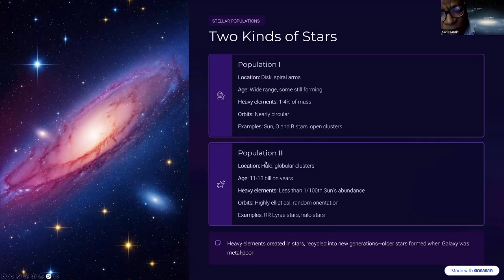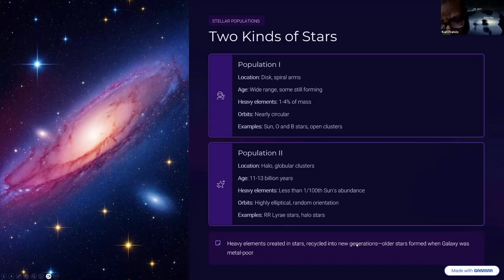Population II stars, those are the ones in the halo, the globular clusters. And their age is much older, 11 to 13 billion years, right? They have less heavy elements, about 1/100, because when they were formed, there was a much lower percentage of stars that had lived their life cycle, so there was a much lower percentage of the elements that those stars would create in their life cycle.